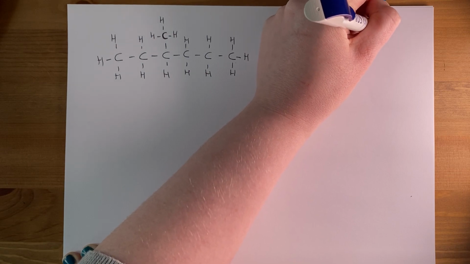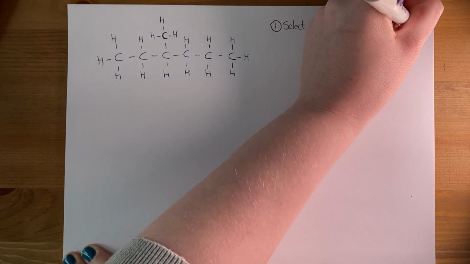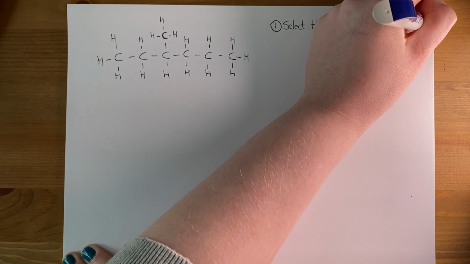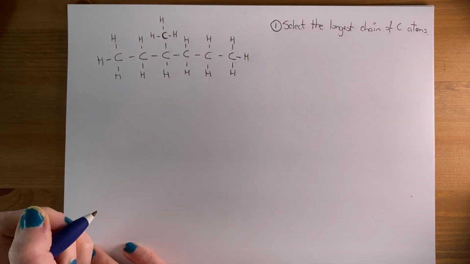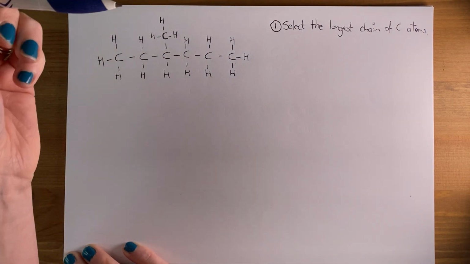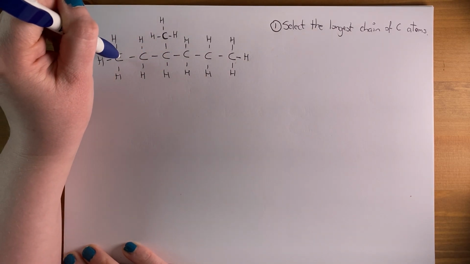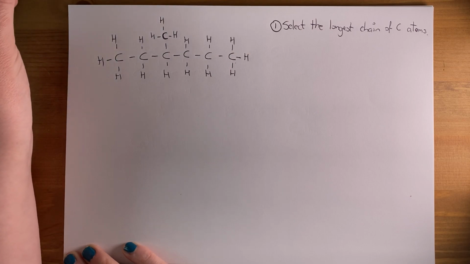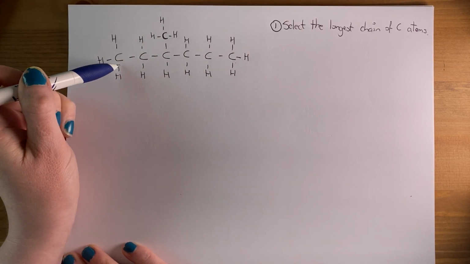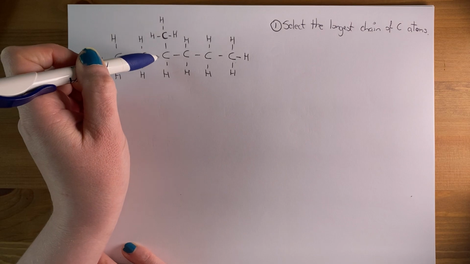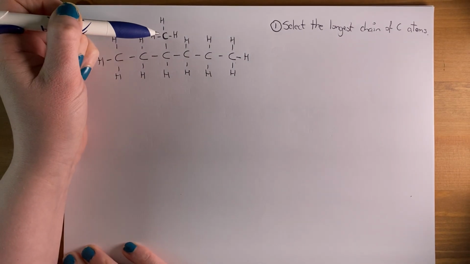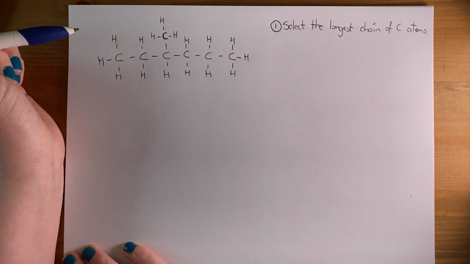So we select the longest chain of carbon atoms. And when I mean the longest chain, I mean we can go from one end to the other, essentially without taking your pen off of the page. So my options would be to start from here and go all the way along to the end, or I could start my branch and go this way. And we want to see which one's longer.